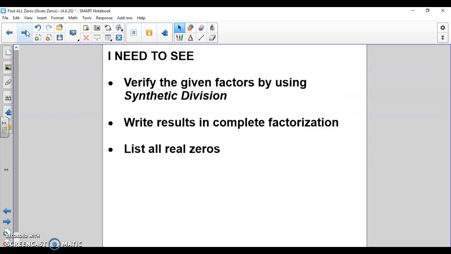So what I'm going to be asking you to do is to verify the given factors by using synthetic division. So it's just a mini proof. It's proven to me that it is a factor, but it helps us out in the long run. And I'll kind of walk you through that as well. We're going to write the results in complete factorization, and we're going to list all the real zeros. Everything's going to be lined up just like you need to see it in the notes here.